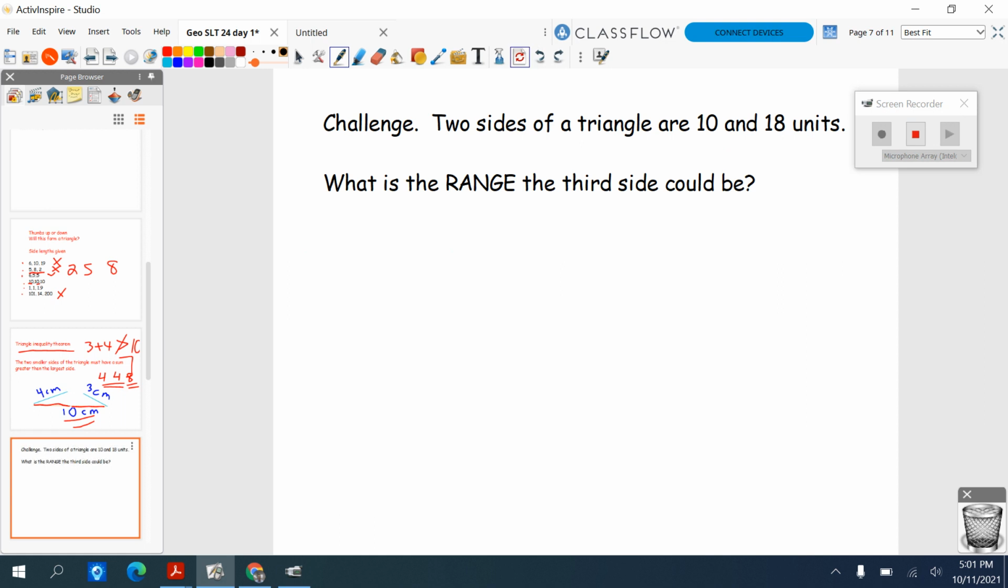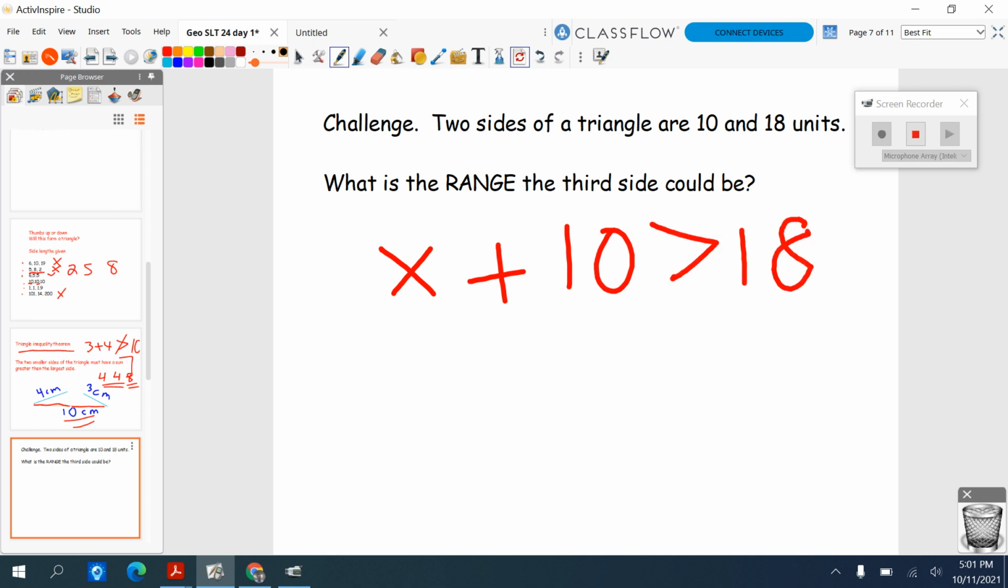All right. So you could have done this logically. I like to make inequality statements. The third side could either be the largest side or the smallest side. If x was the smallest side, that would mean that if you add it to 10, it has to be greater than 18. Solving the inequality, I subtract 10 from both sides, and x would have to be greater than 8. So it couldn't be 8, but it has to be greater than 8.